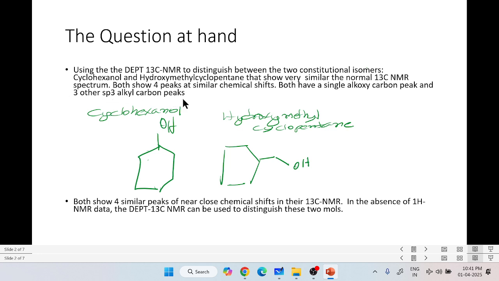So, look at cyclohexanol on the left, hydroxymethylcyclopentane on the right. It is very difficult to distinguish them using the traditional 13C NMR, especially in the absence of a proton NMR. We have to rely on the DEPT 13C NMR to distinguish between these two constitutional isomers.